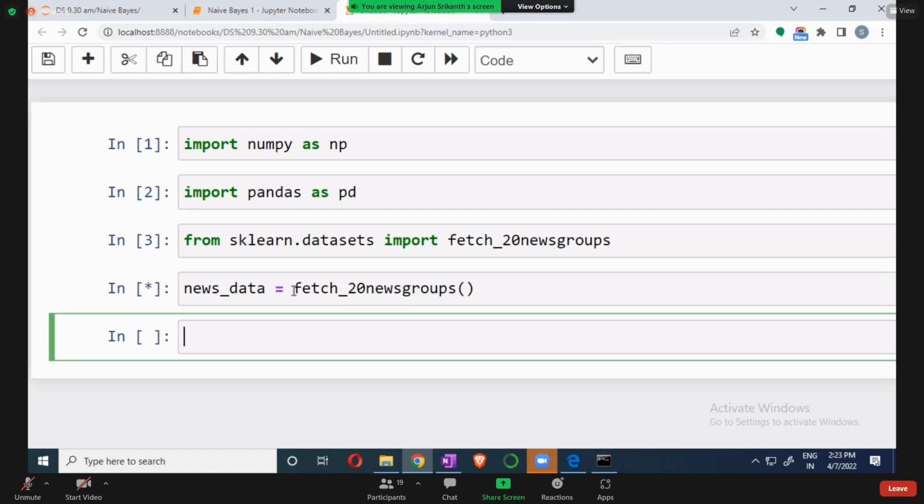It will take some time. Yeah, it's taking more time than expected. You are getting the same problem? Because a lot of data will be there. Lot of text. You got it? Anyone got it? All are waiting.